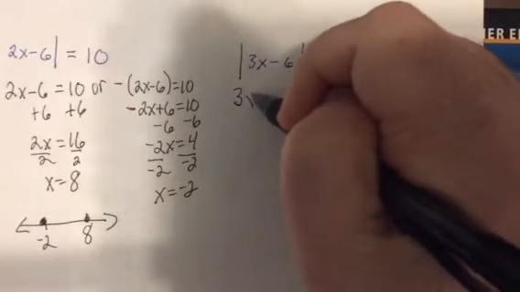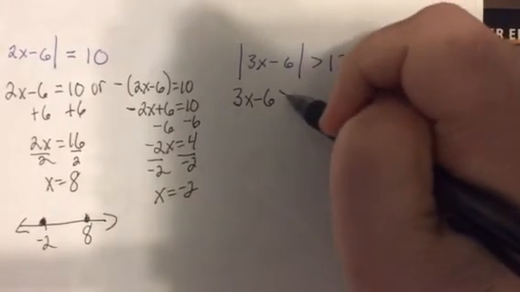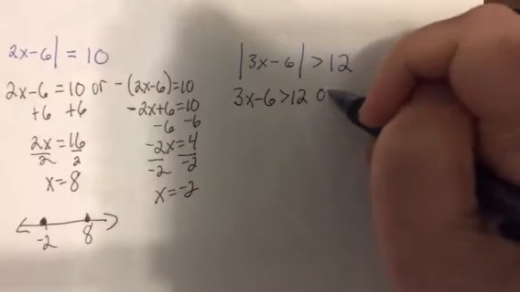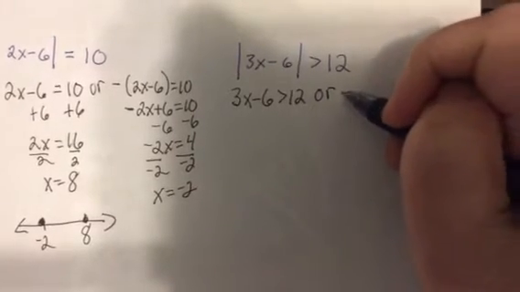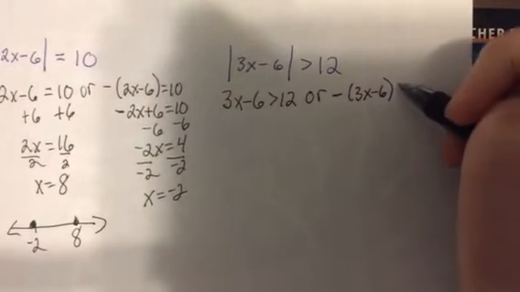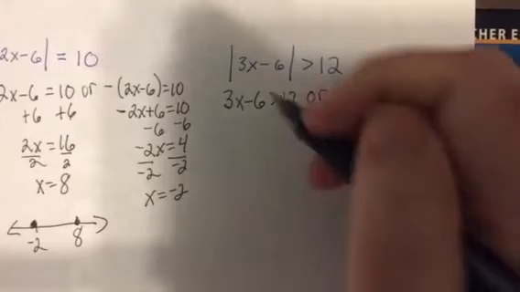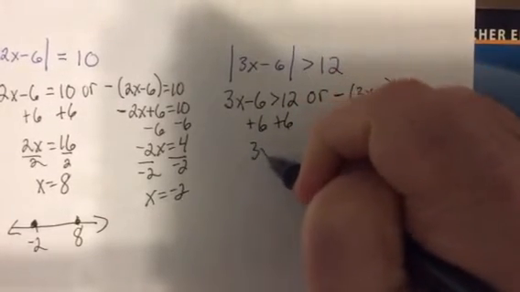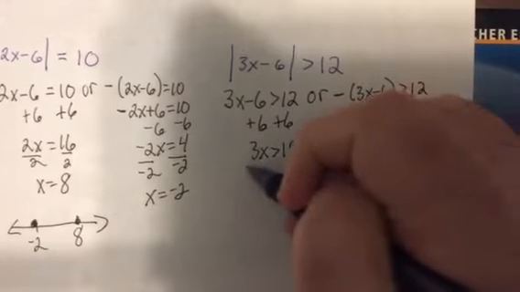Break it up into two parts. 3x minus 6 is greater than 12. Greater than is or. Then the opposite: 3x minus 6 is less than negative 12. So we're going to add 6 and then divide by 3.